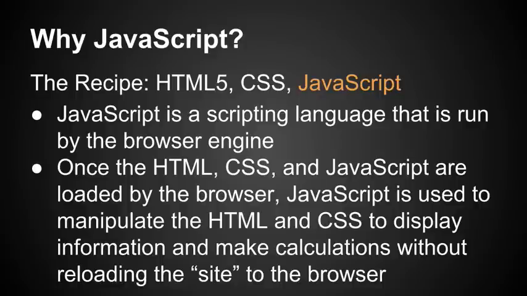So why are we using JavaScript? Well, the end result for this class is to create a mobile app, and we're going to be using PhoneGap or Cordova to do that. And what those allow us to do is to take basically a website written in HTML5, CSS, or JavaScript and turn it into a mobile app. JavaScript is a scripting language that is run by the browser engine. And once the HTML, CSS, and JavaScript are loaded by the browser, JavaScript is used to manipulate the HTML and CSS to display information and make calculations without having to reload the site back into the browser.